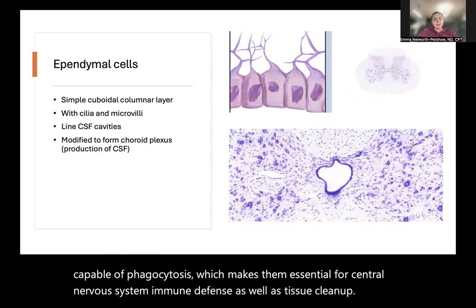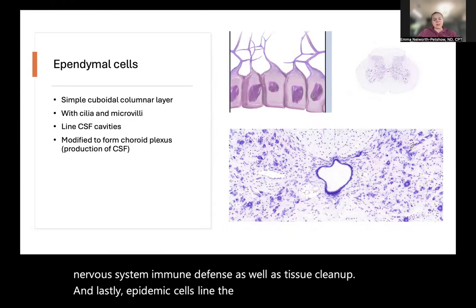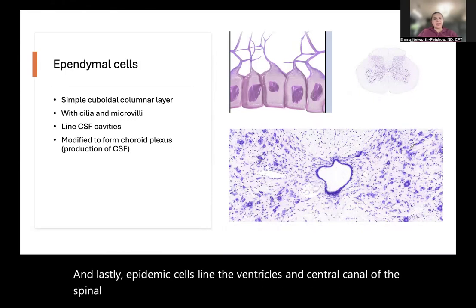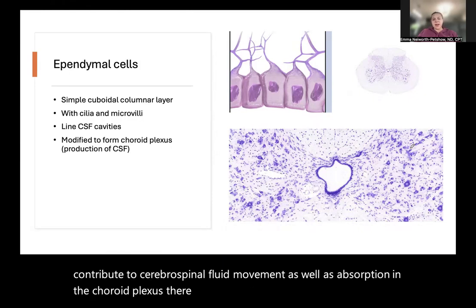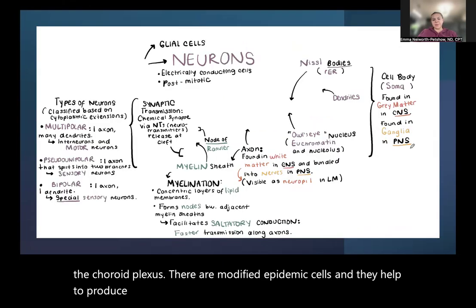And lastly, ependymal cells line the ventricles and central canal of the spinal cord. They can contain cilia and microvilli and contribute to cerebrospinal fluid movement as well as absorption. In the choroid plexus, there are modified ependymal cells and they help to produce cerebrospinal fluid.